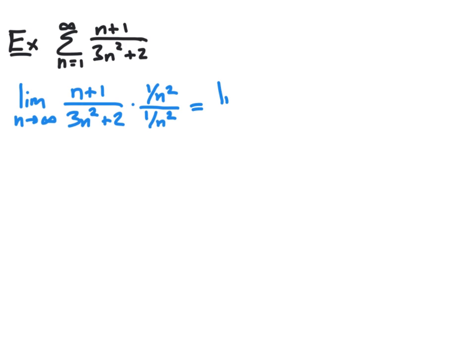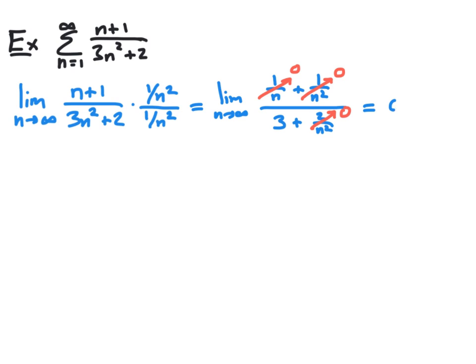So when we distribute the 1 over n squared across both numerator and denominator, we're going to get 1 over n plus 1 over n squared in our numerator. And in the denominator, we're going to get 3 plus 2 over n squared. When we compute the limit, all of these terms with an n in the denominator, or n squared in the denominator, will have a limiting value of 0. And so here we have a limit of 0 over 3, which is equal to 0. And so here we have a situation where we have a series and the sequence of terms converges to 0.